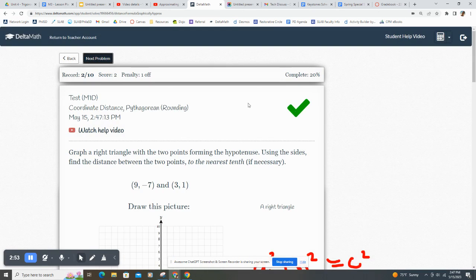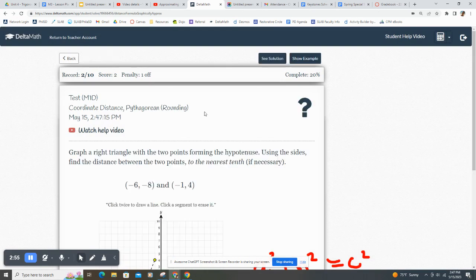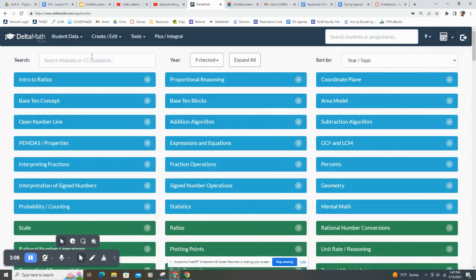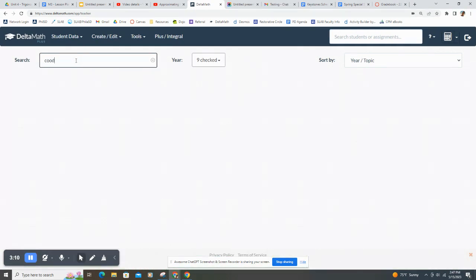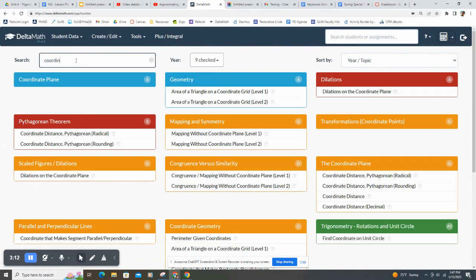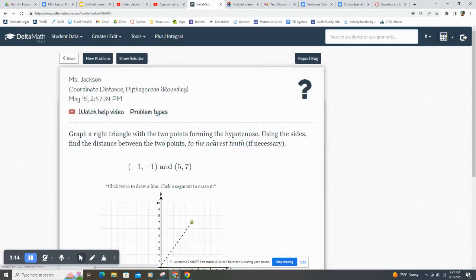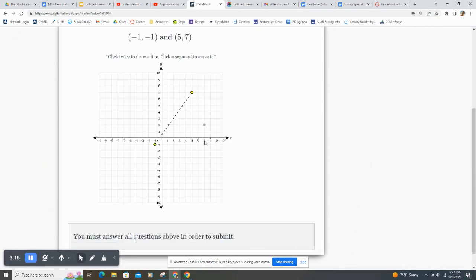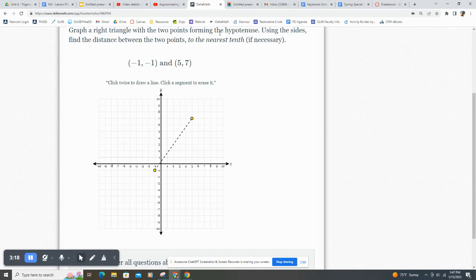I'm trying to find one that doesn't give us a nice problem like this. So let me clear this off. Actually, let me go all the way back out and go to this problem on Delta Math, coordinate distance rounding. Hopefully we don't get one that gives us round numbers, and we have to actually round to the nearest tenth, right?